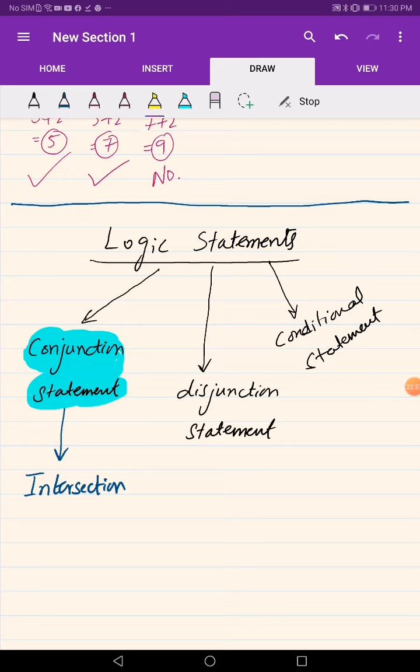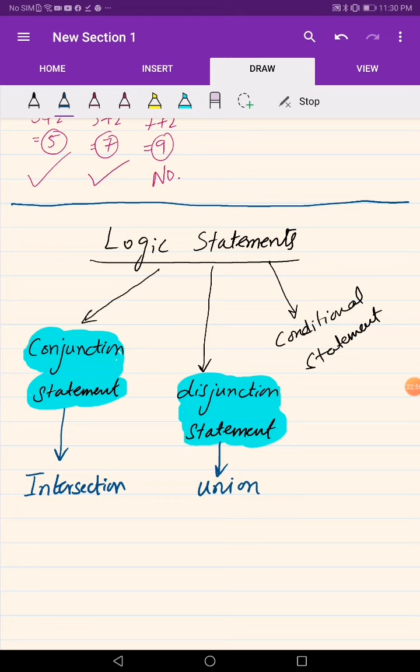Now the second case, disjunction. Disjunction case is the case of union. I will explain everything, don't worry. It's the case of union.